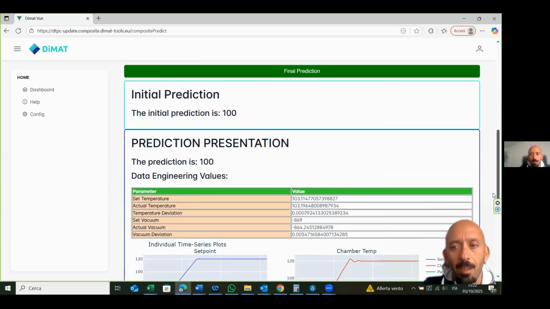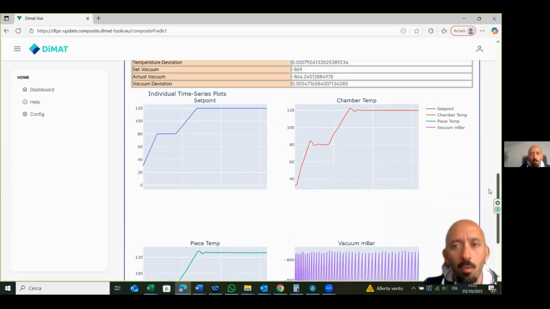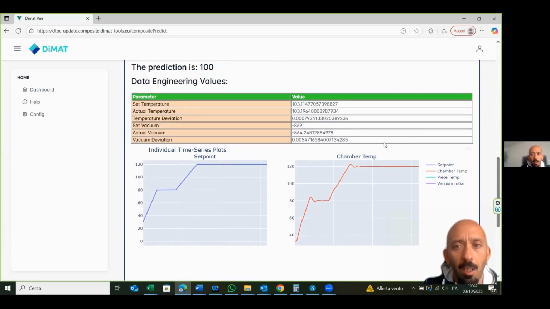From the analysis, I can also see the curves of the process parameters of the process that I am investigating, and I can also see the maximum deviations of temperature and vacuum from the reference temperature.